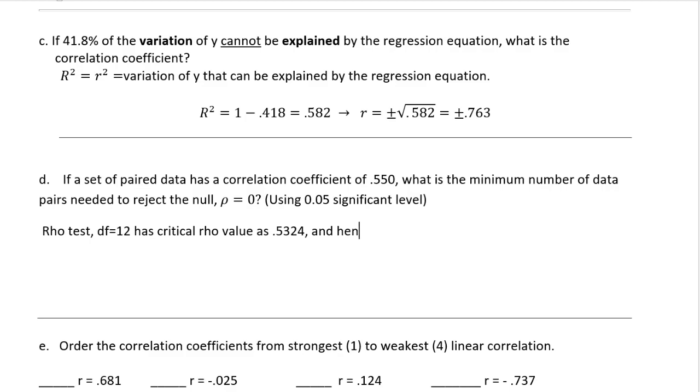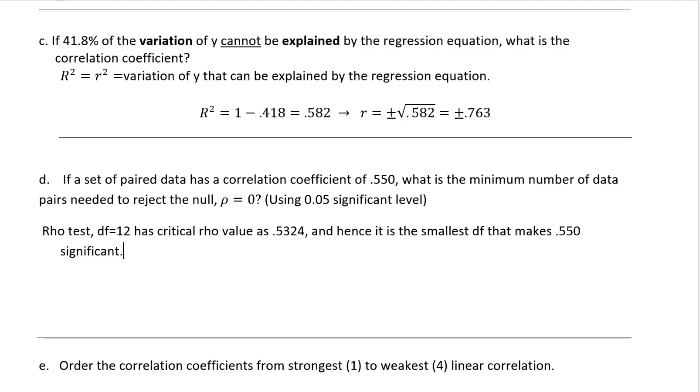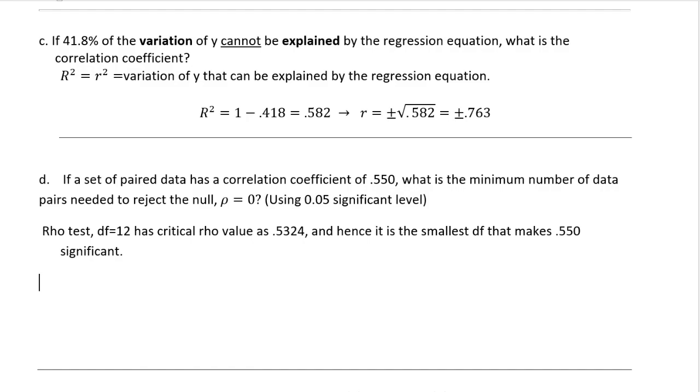And hence it is the smallest degrees of freedom that makes 0.550 significant. So that's a good thing. However, they're asking for the number of data, right? Or the lines of data, because usually when they say data, it's really data pairs. Okay? So minimum lines of data, or minimum number of data pairs, should be obtained from the degrees of freedom.